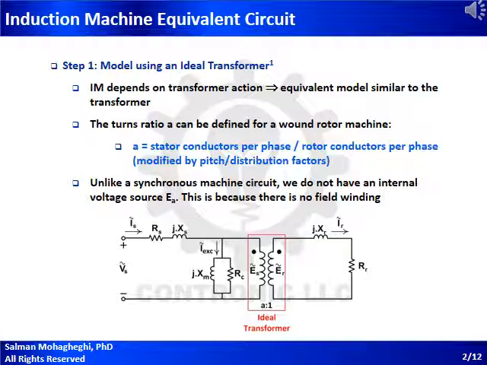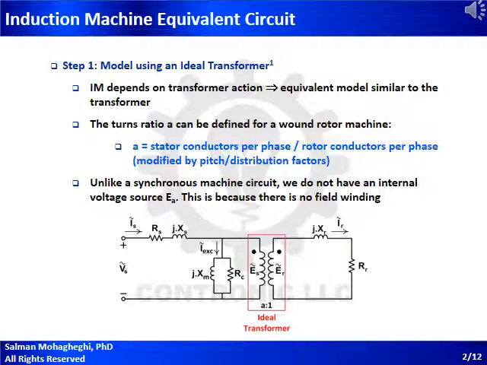And again, similar to a transformer equivalent circuit, you're going to have an ideal transformer. Now for a transformer, defining the turns ratio for the ideal transformer would be easy. You just consider the number of turns in the primary winding divided by the number of turns in the secondary winding. This is a little bit different when you get to an induction machine. Typically, we define the turns ratio for an induction machine by dividing the number of conductors in the stator winding per phase by the number of conductors in the rotor circuit per phase.